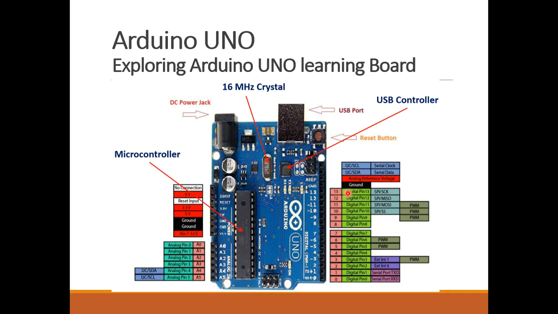Then there are digital pins that are mainly used for certain purposes. Pins 8 to 13 are used as digital pins, and the other digital pins slot is 0 to 7. These are used for different purposes. So this is the overall picture of your microcontroller Arduino Uno.